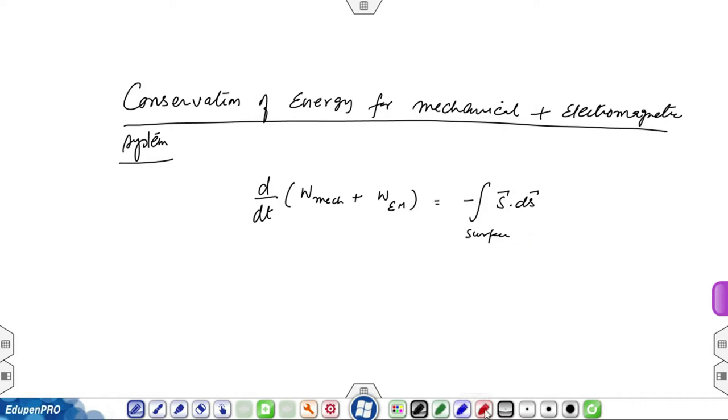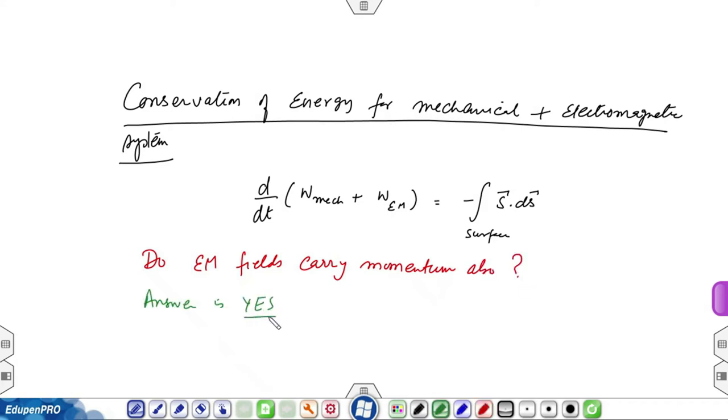The question that we ask now is, do EM fields carry momentum also? And the answer is yes. So, today we are going to learn about it theoretically, and I may upload a few experimental papers which I'll look for when I upload the lectures.